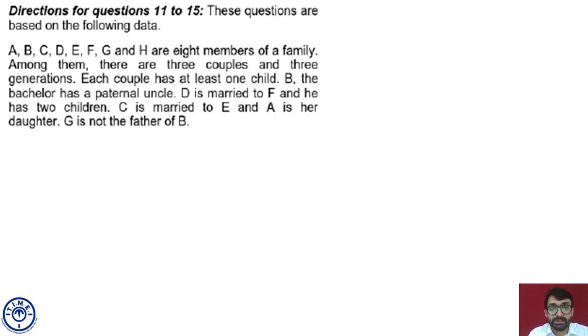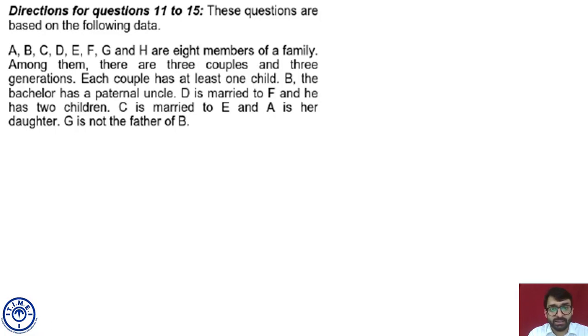Among them, there are 3 couples. That means 3 couples out of 8, so there are only 2 unmarried people. Because there are 3 couples, the number of unmarried people has to be 2. Each couple has at least 1 child. That means there is no couple without a child. Every couple should have at least 1 child.